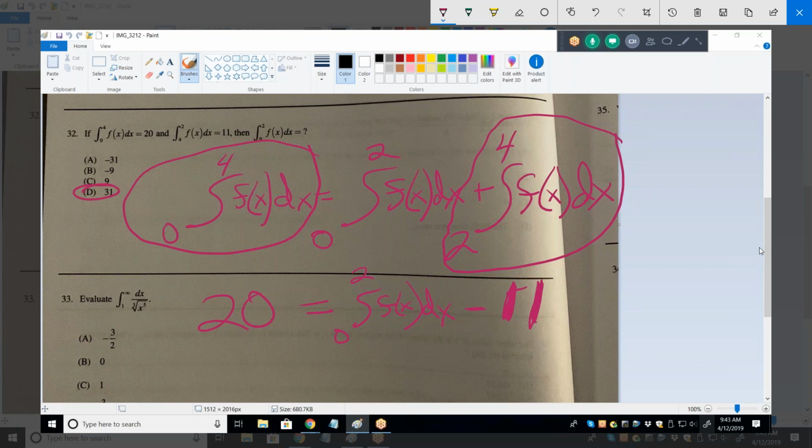The only things you have to know is how to break up your limits of integration. In other words, 0 to 4 is the same as from 0 to 2 plus 2 to 4, and 2 to 4 is the negative of from 4 to 2. Why can't you just plug in 11 for the 2 to 4? Because that's what they... Oh, 4 to 2. I get it. I read it wrong. That would have been too easy if they'd have given it to you 2 to 4. Yeah. That would have been way too easy.